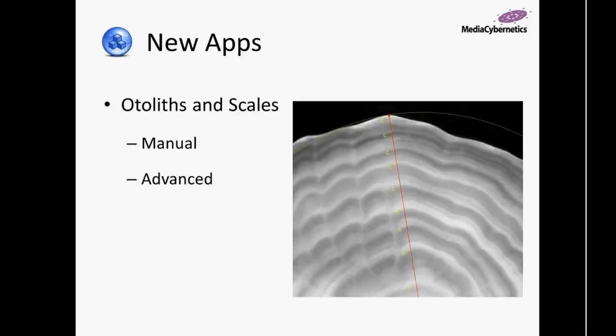Our third app here that we're releasing is our brand new Otolith and Scale Analysis app. For the fishery community that needs image analysis software for doing ring analysis, a time-consuming process that typically is very manual, we're releasing two different apps this week. One that is a more manual version where you're able to walk down the transect line and find all the rings and place them yourself.